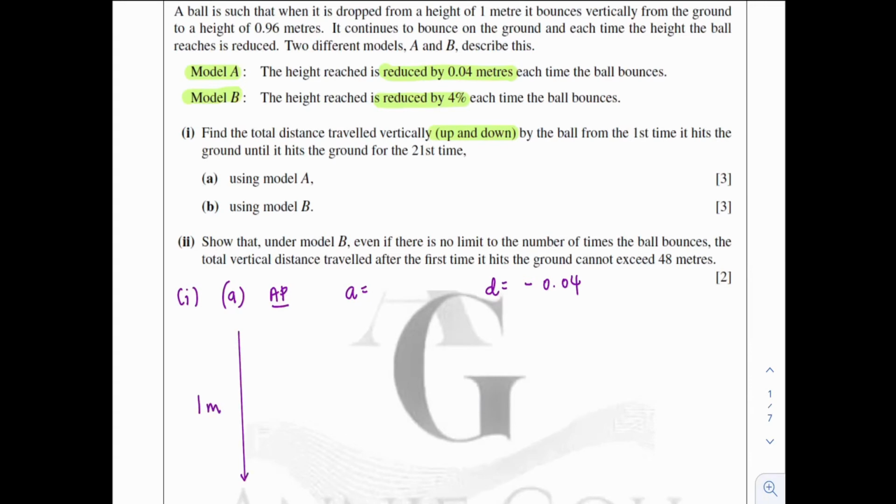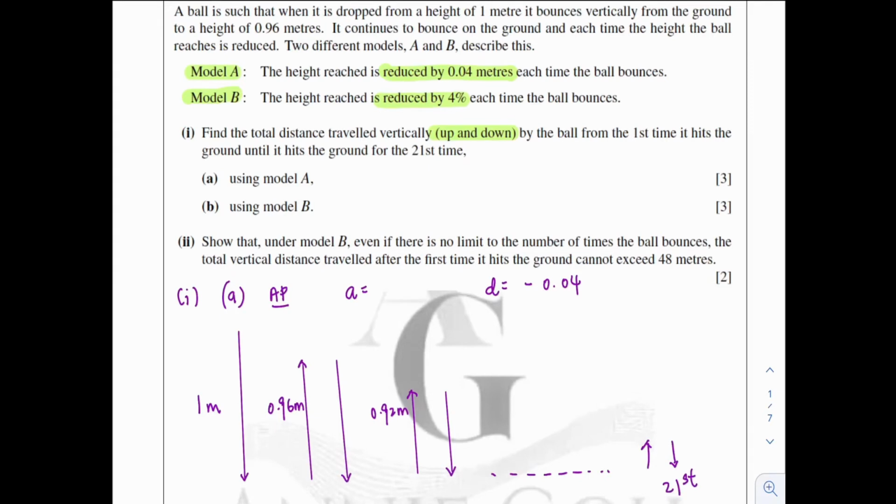I'll just do some drawing here. The next time when it bounces up, the height will be reduced by 0.04 meter, which means it will reach a height of 0.96 meter. Obviously it will come back down with the same height. Then the next time, when it bounces up again, it will reach the height of 0.92 meter and come back down with the same height, 0.92 meter as well, until it reaches the ground, up and down, for the 21st time.